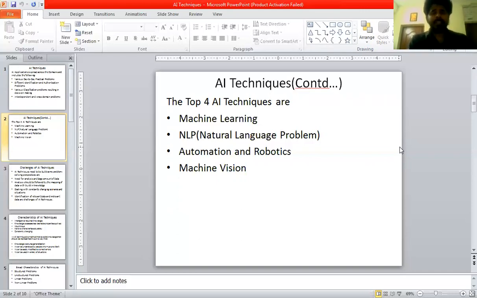Finally, machine vision. Machine vision is mainly used in video recognition as well as audio recognition. It is computer vision, which we use in real-time image processing, the medical field, or the agriculture field. These are the techniques we are using in artificial intelligence.